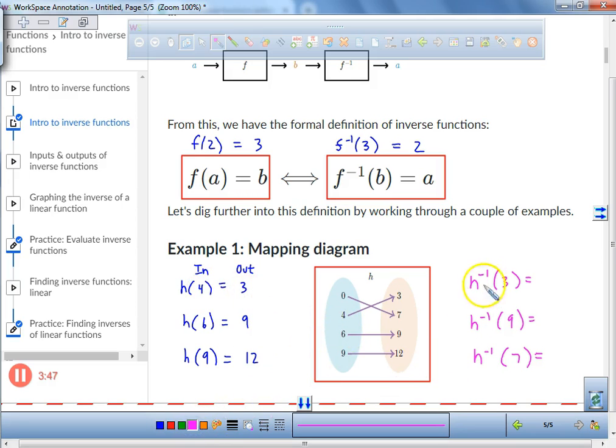Over here, though, what is the H inverse of 3? Well, 3, my output, leads to a 4. What is the H inverse of 9? 9 brings me back to 6. And 7 leads me to 0. So there's your answers. So what's happening here? These are our outputs, and they're leading to our inputs.